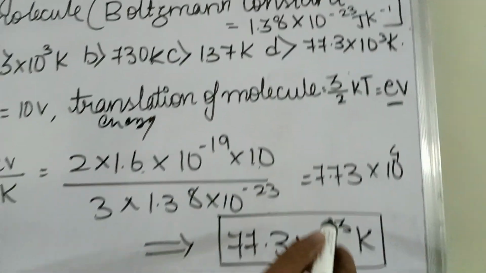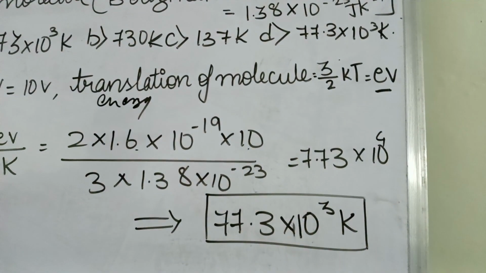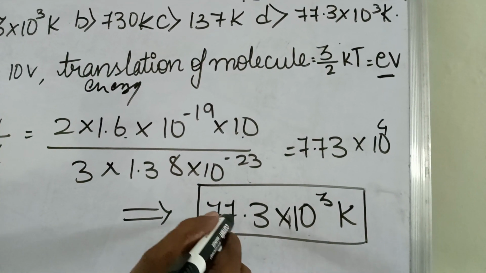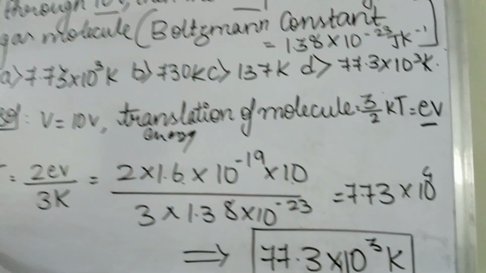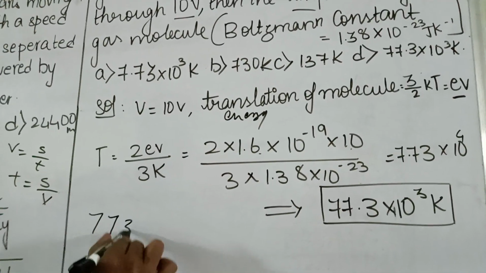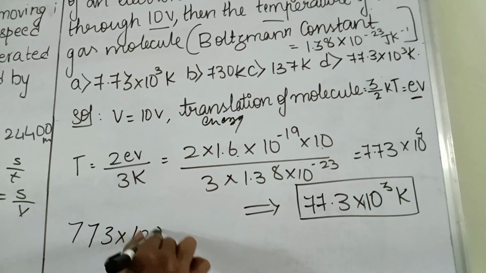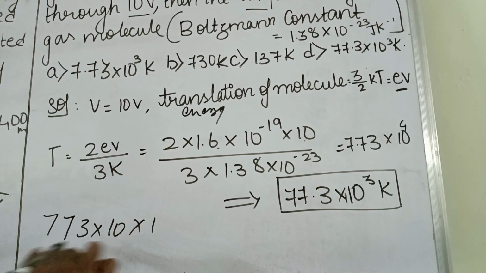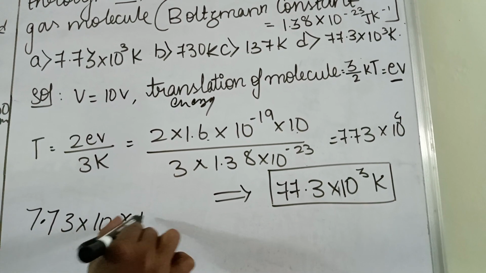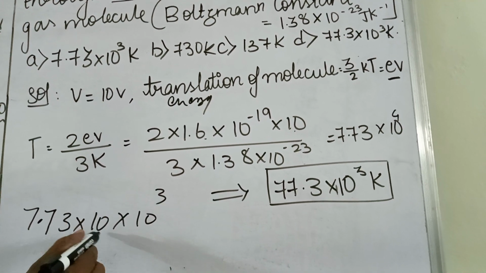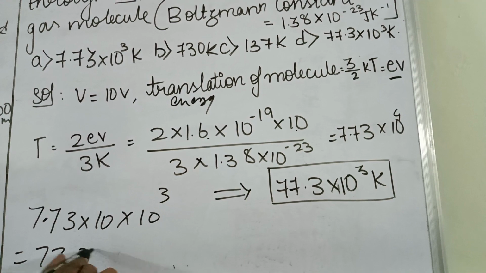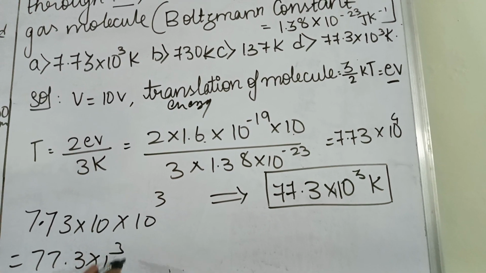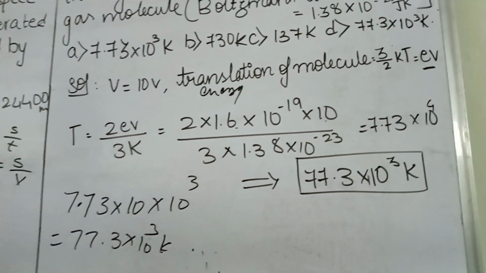We get the answer as 773 into 10 to the power of 4, or it can be written as 77.3 into 10 power 3. Some students will be getting confusion. 773 into 10 to the power of 4, that is 7.73 into 10 power 3 into 10. If you multiply with 10, it becomes 77.3 into 10 to the power of 3 Kelvin. So these are the problems.